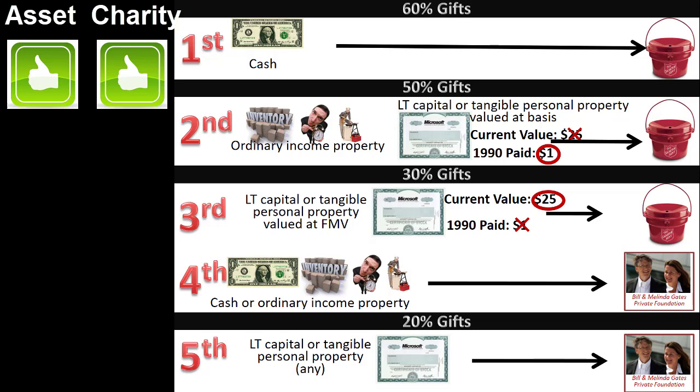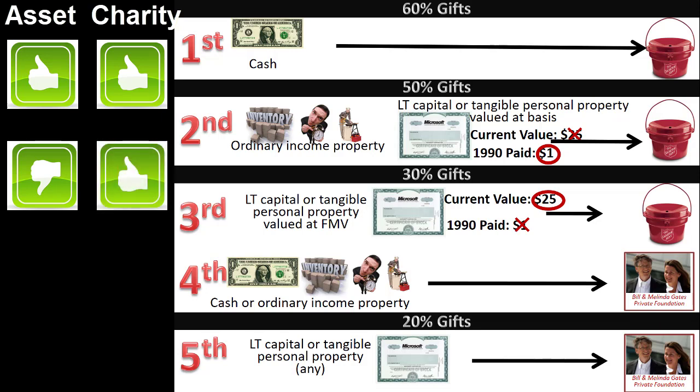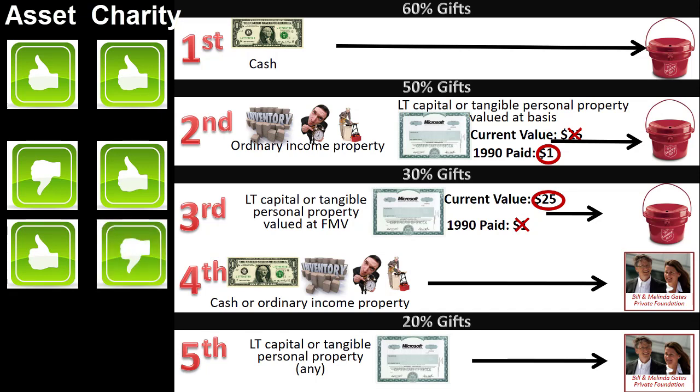Moderately favored property, non-cash property that is not long-term capital gain property valued at fair market value, given to a favored charitable recipient, for example a public charity, will be deducted second. Third, disfavored property, long-term capital gain property valued at fair market value, given to a favored charitable recipient, for example a public charity, will be deducted. Fourth, any favored property, cash or non-cash that is not long-term capital gain, given to a disfavored charitable recipient, for example a private foundation, will be deducted.